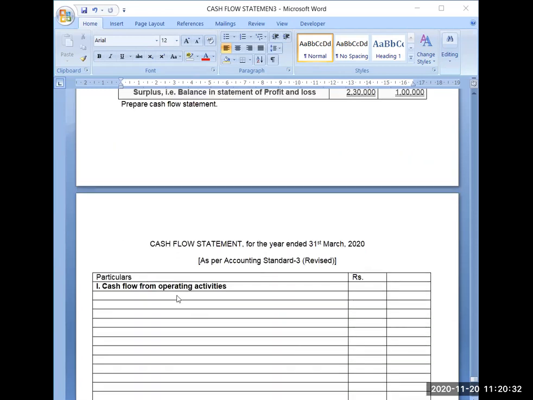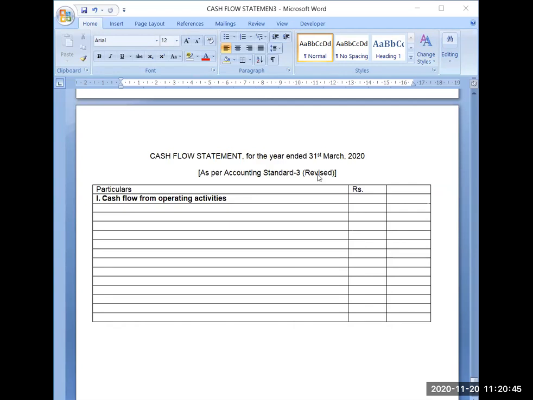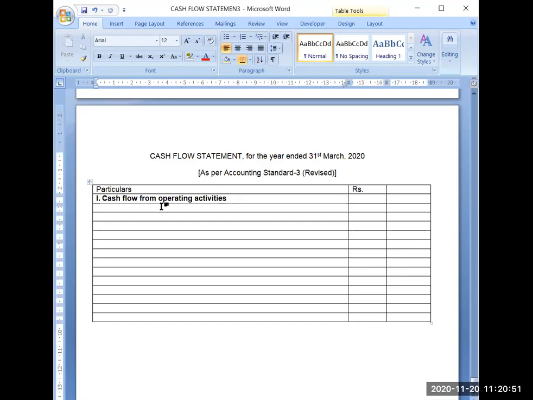Now we will write here cash flow statement for the year ended 31st March 2020 as per accounting standard 3 revised. See, accounting standard 3 and accounting standard 3 revised are different. So that's why you have to state this revised word also. Now again we will start from here, cash flow from operating activity. The first step is we have to calculate the net profit before tax and extraordinary items.